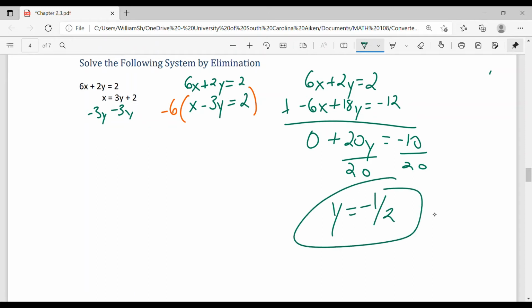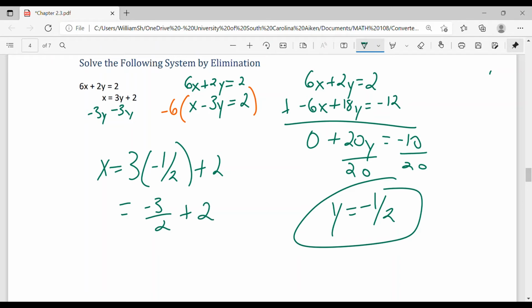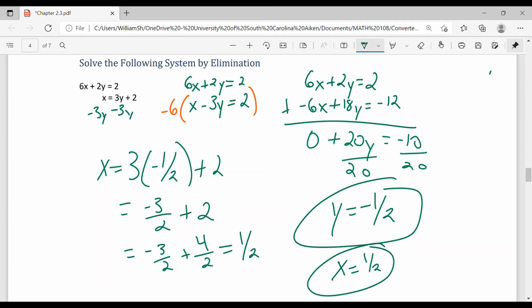Okay? If y equals negative 1/2, then I have x equals 3 times negative 1/2 plus 2. That gives me x equals negative 3 over 2 plus 2. I have to rewrite that 2 with that common denominator of 2. So I'll rewrite it as 4 over 2. And I notice that that gives me a half. Negative 3 over 2 plus 4 over 2 gives me a positive 1/2. So my x here is simply 1/2. And we're done. We have solved that system by elimination.